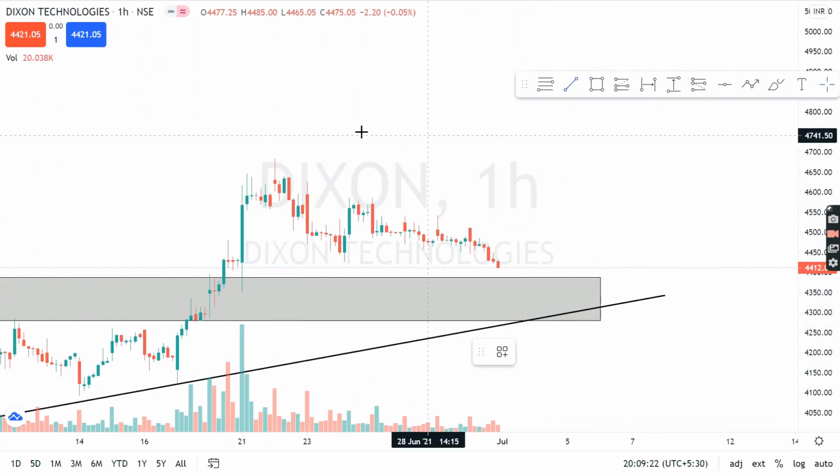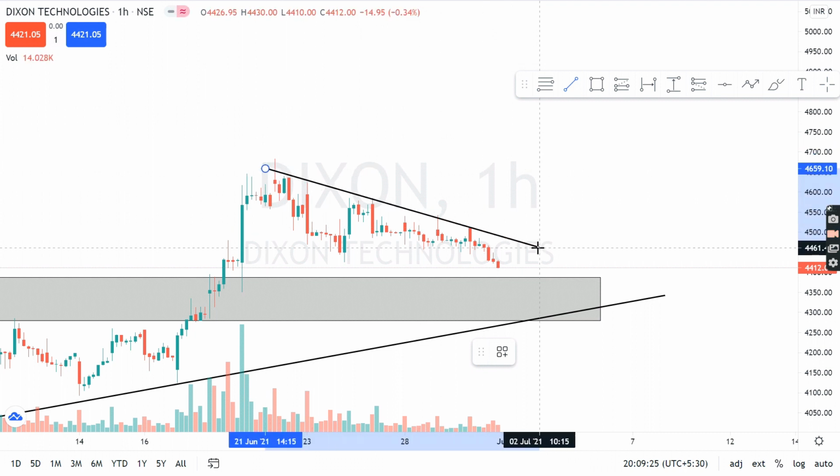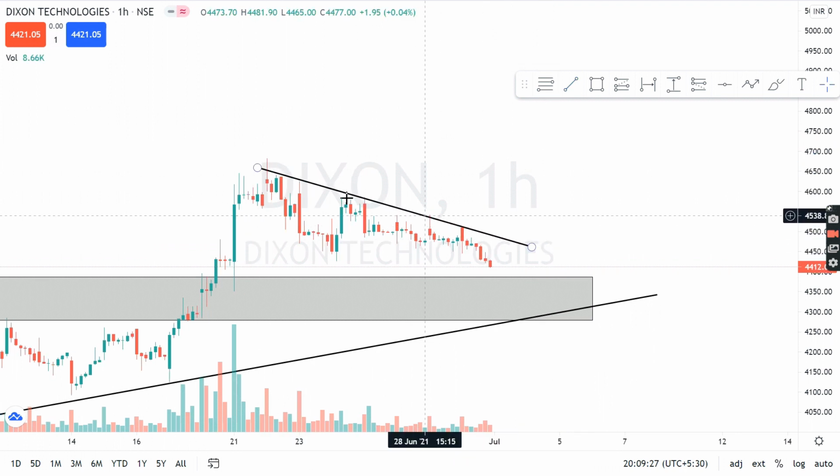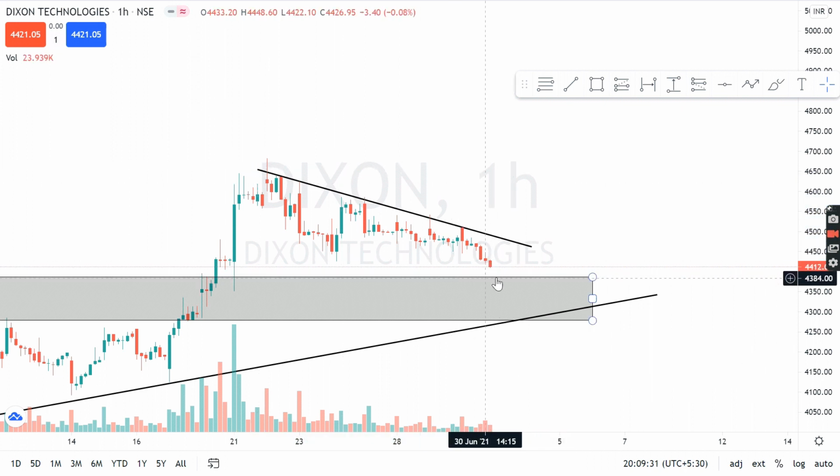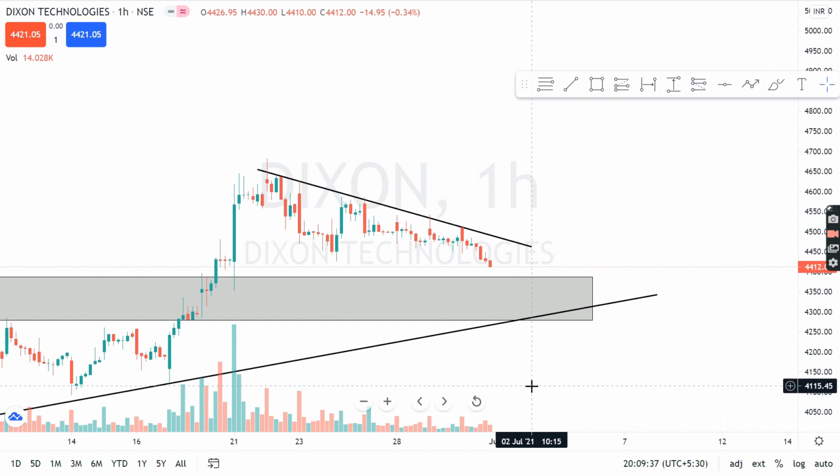I'll show you. This is how we have made a trend line, and if DIXON Technologies on the hourly time frame takes a support over here and gives a breakout of this trend line with good volume and a green candle, then we can take an entry over here. So I think this can be a good trade.